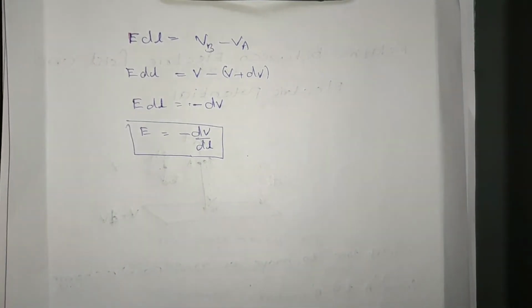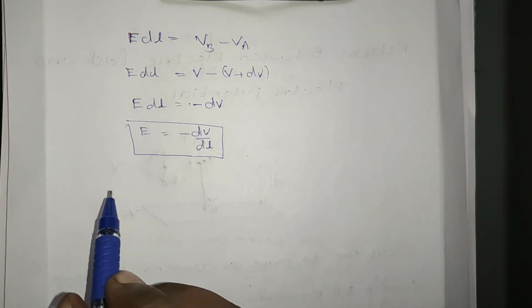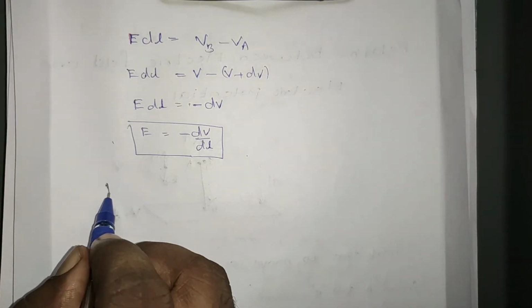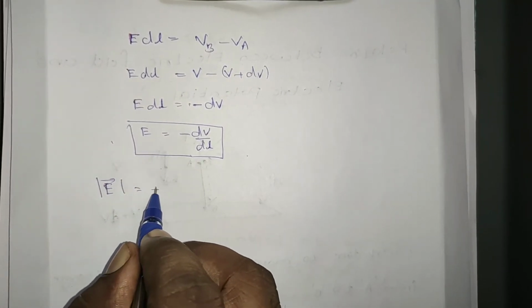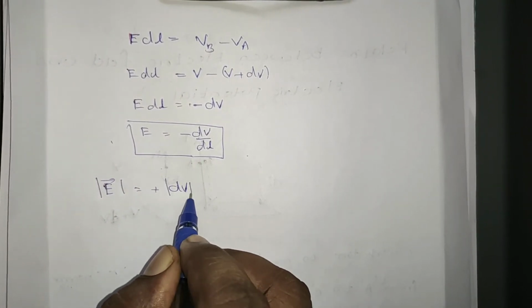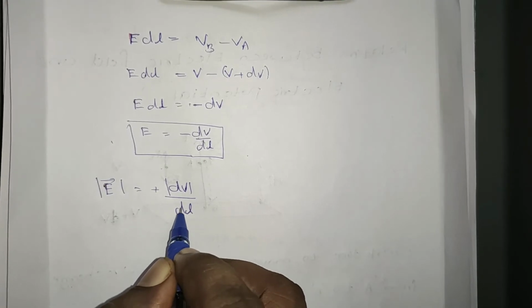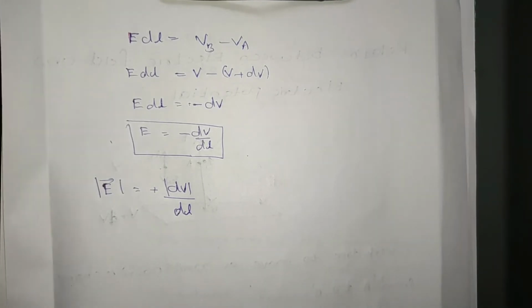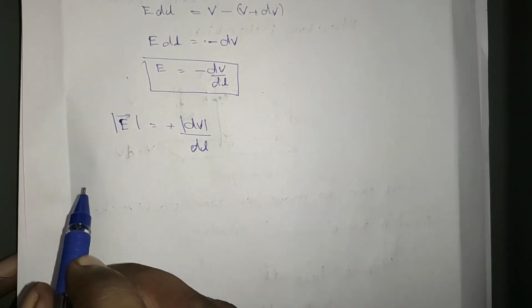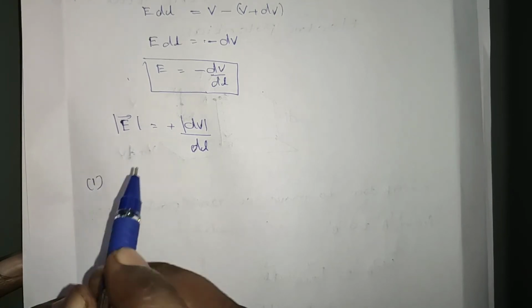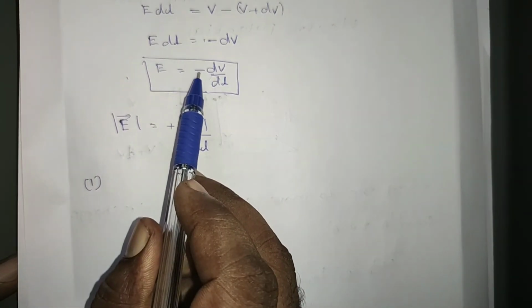Clear? So this is the thing. If I consider the magnitude of E, here also we can take it as the magnitude of dV divided by dl. Clear? This is the main equation: E is equal to minus dV by dl. Based on this, we can derive two conditions. What is this minus sign meaning?